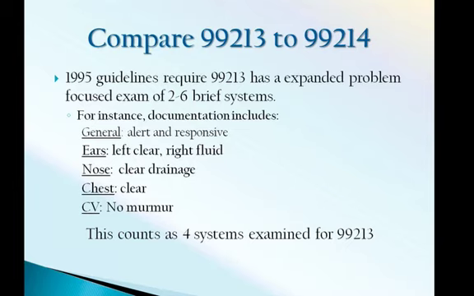For instance, documentation could include general or constitutional for alert and responsive, left ear clear, right fluid, this would be under our E&MT area, nose clear drainage, also under our E&MT area, chest clear, and no murmur for cardiovascular. So this counts as 4 systems examined, or 99213. We have our constitutional, these 2 both counting as our E&MT, our respiration, and our cardiovascular.